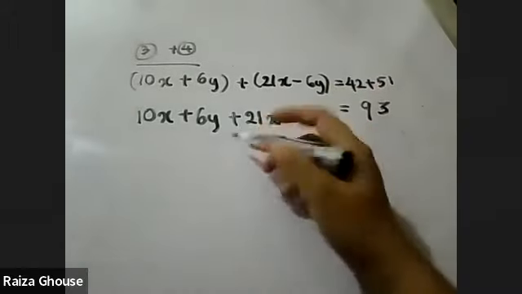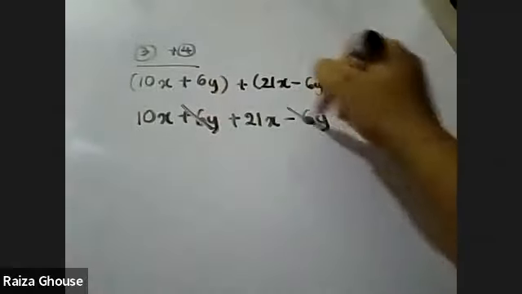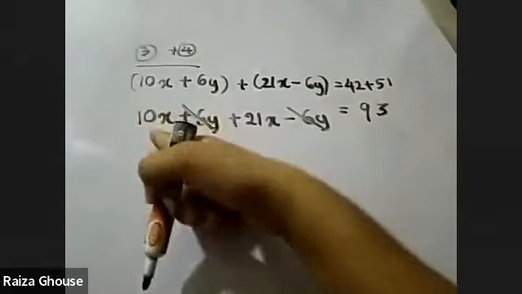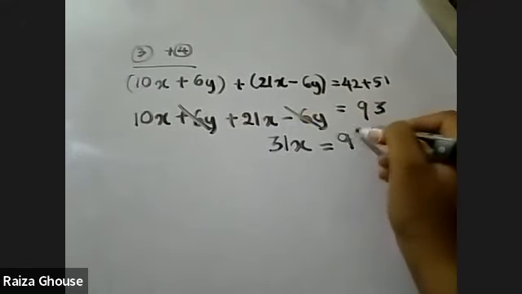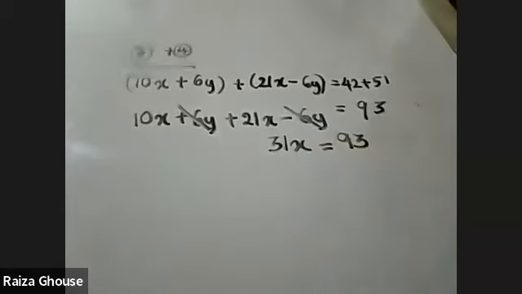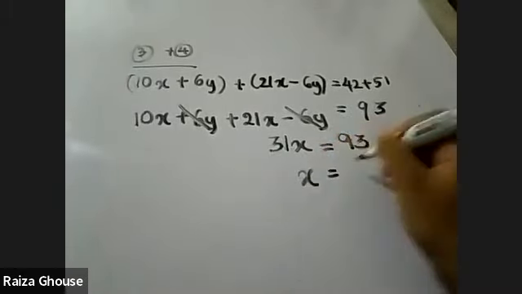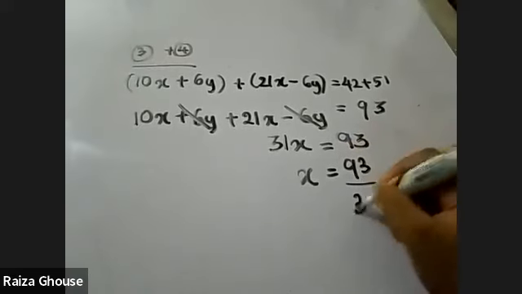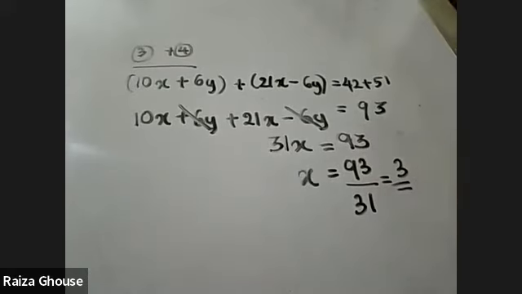I'm very happy. Why? I can cancel. I have negative 6y and positive 6y. It gets cancelled. 10x plus 21x is 31x is equal to 93. Azima, how did you get something 63? Wrong addition. She came up to this point, but this part was wrong. I understood. So here you are getting x is equal to 93 divided by 31. So 31 times 3 is 93. So x is equal to 3.